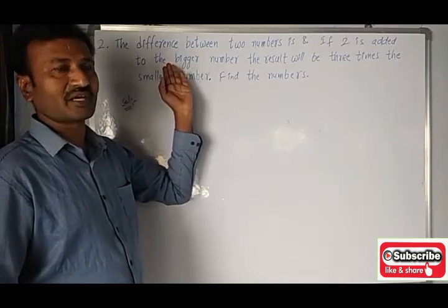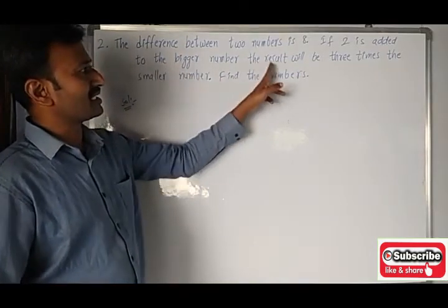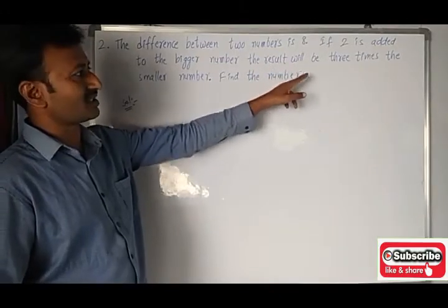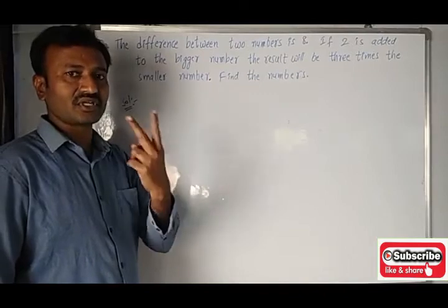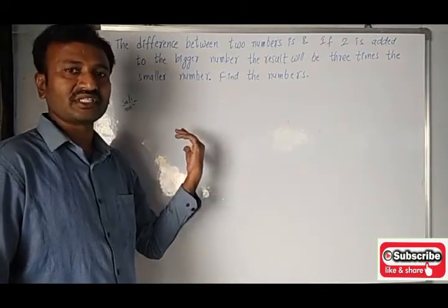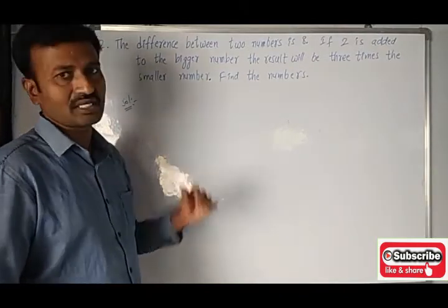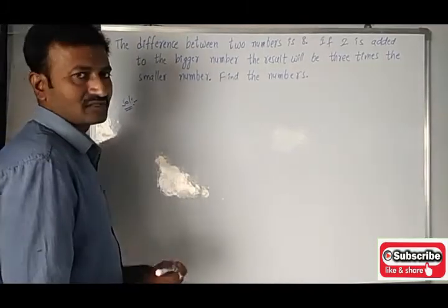Suppose x is the bigger number. 2 plus x. The result means what? The RHS is equal to 3 times the smaller, which is 3y. So 2 equations we got. After solving these 2 equations, we will get these numbers. So let us go into the solution.